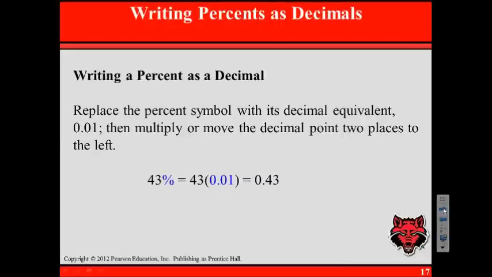Writing a percent as a decimal. The way we do this is by replacing the percent symbol with its decimal equivalent, 0.01, and then we multiply. Another way to think of that is moving the decimal point 2 places to the left. Either way is fine, whatever you would remember to do. We can either remember to move the decimal to the left, or we can remember to multiply by 0.01.